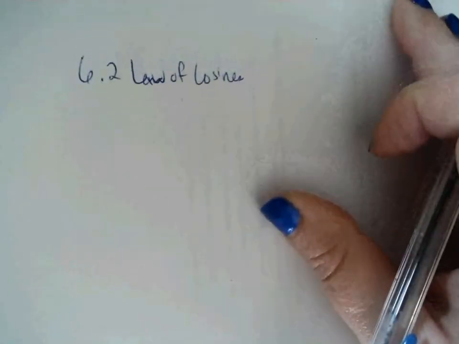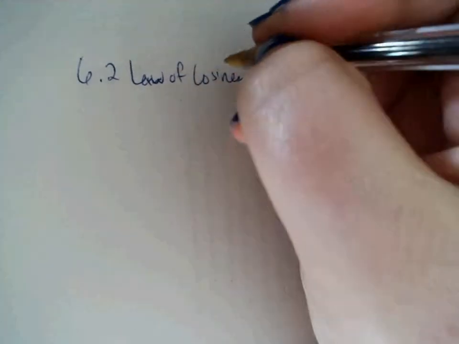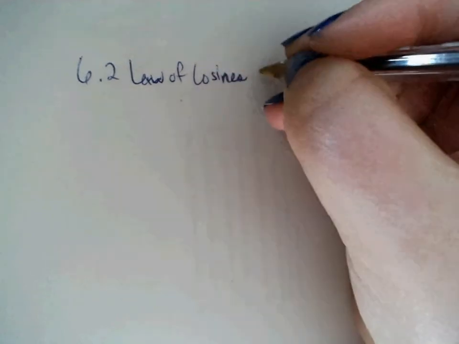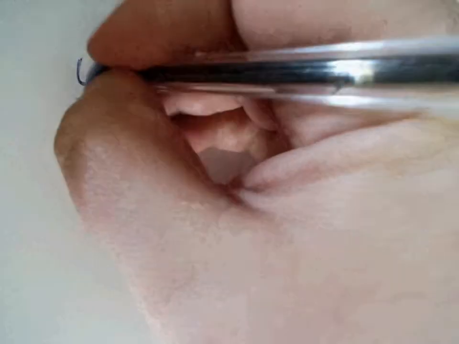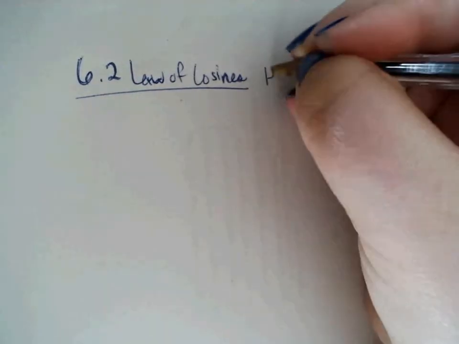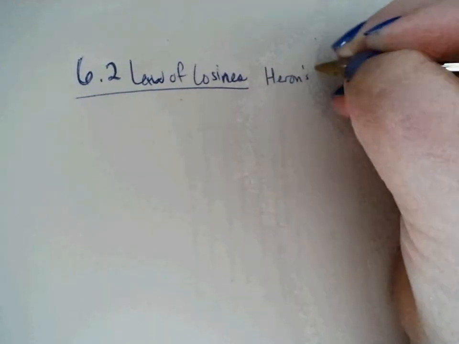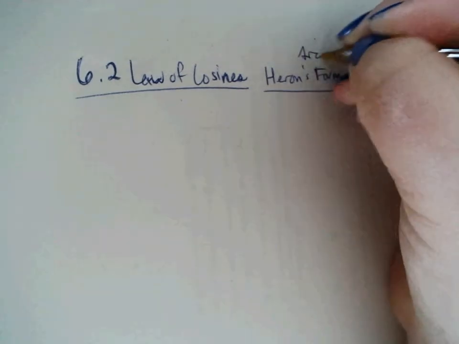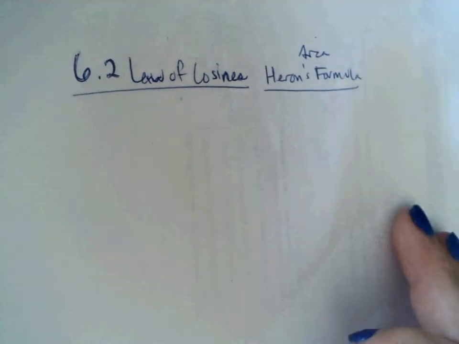So for 6.2, law of cosines, we actually have law of cosines and then an area formula when it comes to triangles that are not right triangles, what you can use. Law of cosines. And then we're going to do Heron's formula for area. Okay, so let's start with law of cosines.